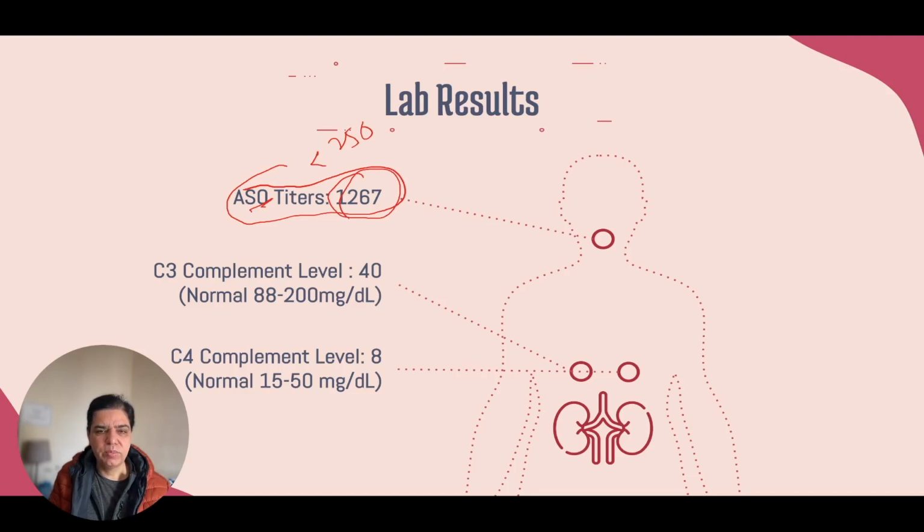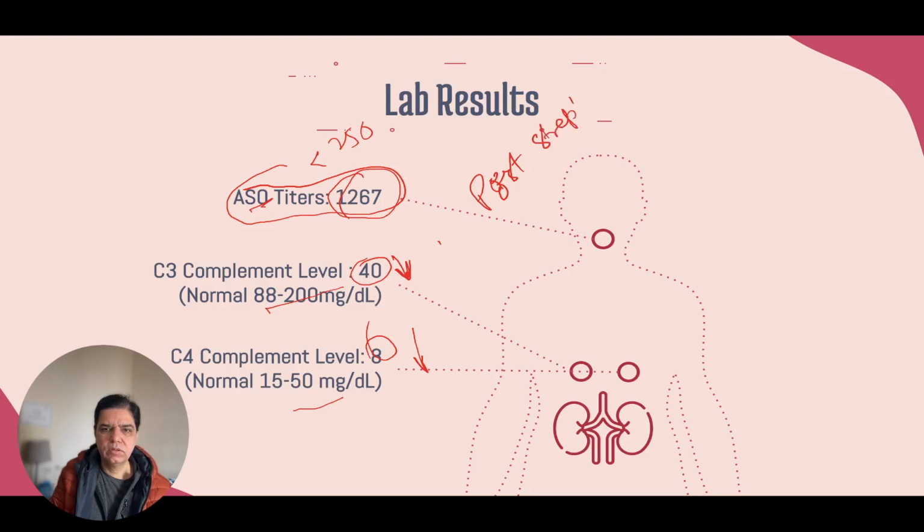Similarly, we did the complement levels, the C3 and the C4, and you can see that the C3 and the C4 levels are down. They're quite expensive, so I would simply go with the C3 level, so a low level of C3. Here you can see it is 40, normally somewhere between 80 to 200. Similarly, C4 is quite low. So low C3 levels and high ASO titers obviously go in favor of post-streptococcal glomerulonephritis.